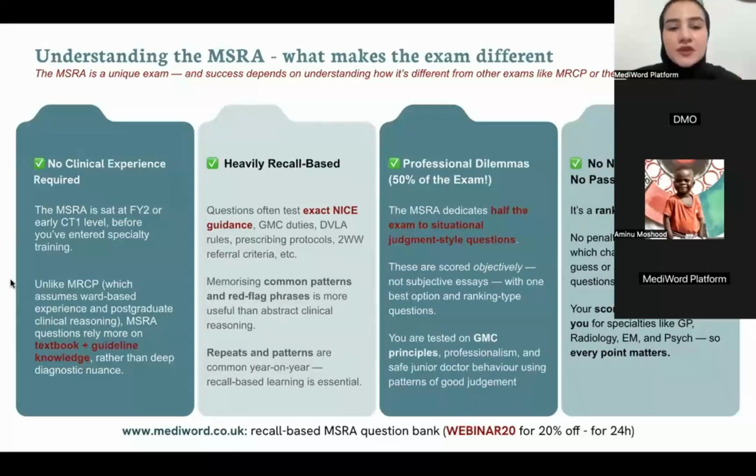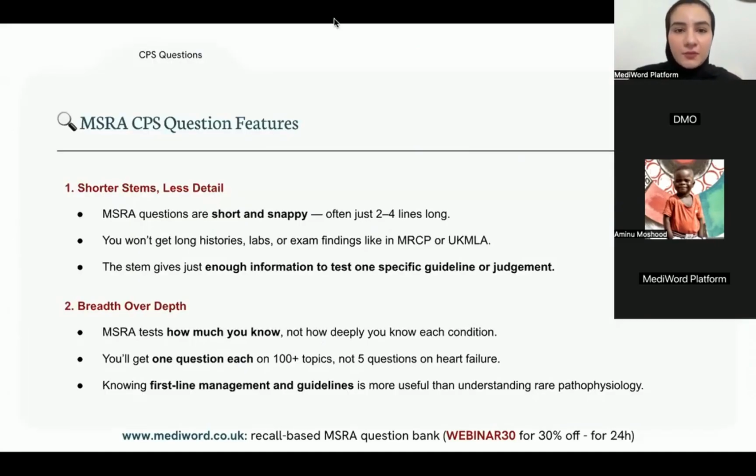So please make sure that whatever MSRA resource you are using, the information is taken directly from the NICE guidelines. The second thing is that it is heavily recall based, which means the same sort of information and conditions do repeat year on year. So with enough revision and practice, you will start to develop patterns of the types of conditions that tend to come up in the exam. 50% of the exam is, of course, SJT, so please do not ignore this component, and there is, of course, no negative marking.